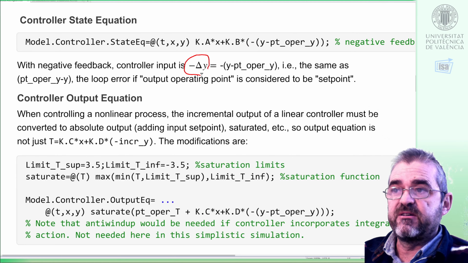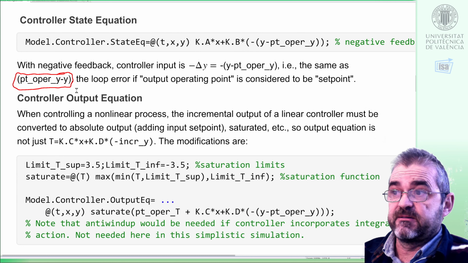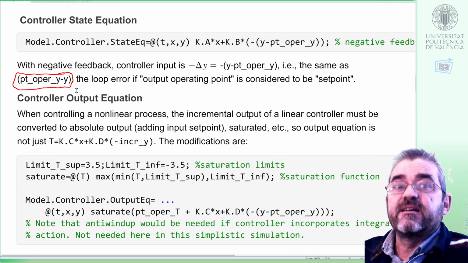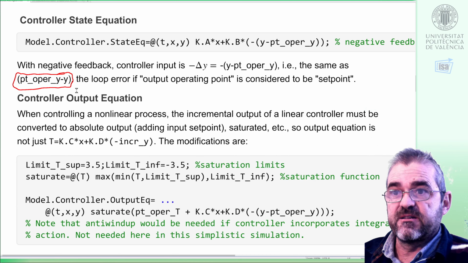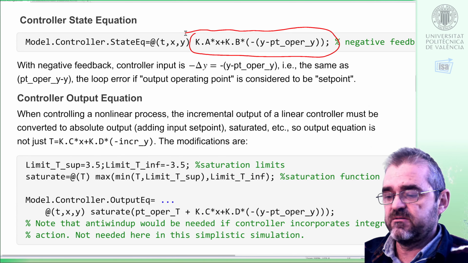Look, that minus increment of output, trivially removing the parentheses, it's just this expression, which is the loop error. So the output operating point in generic linearization is actually the setpoint when we are discussing the linearization of a controller. This is the loop error, setpoint minus measurement. So this is the state equation.